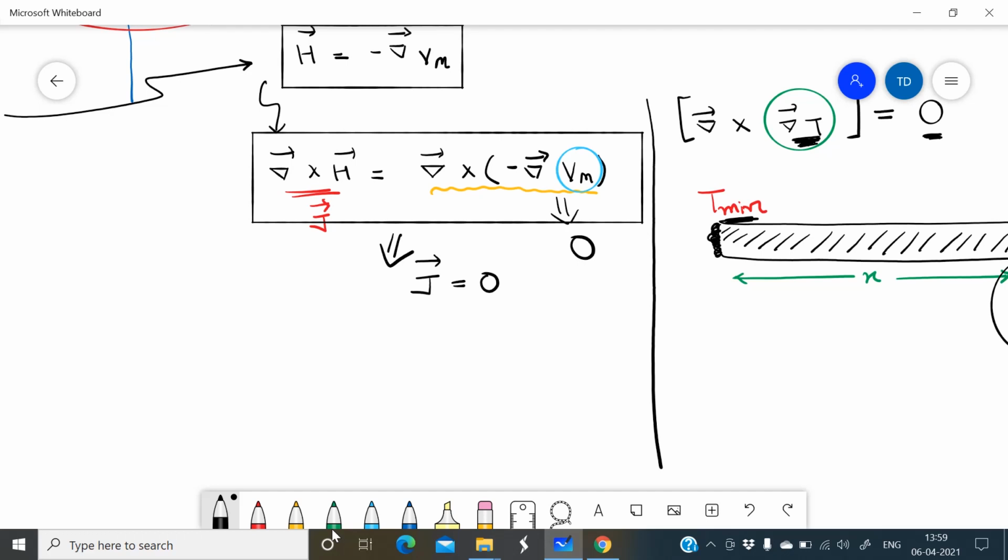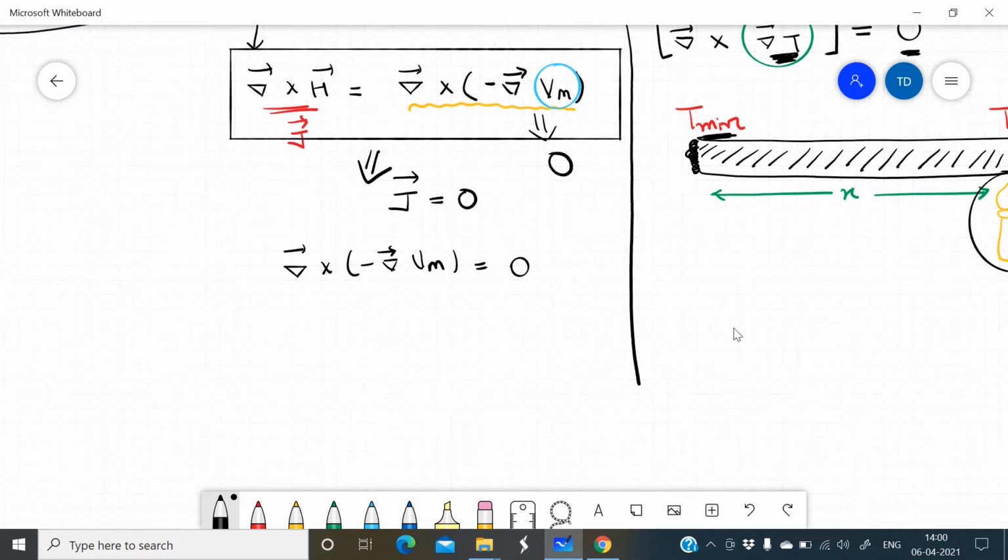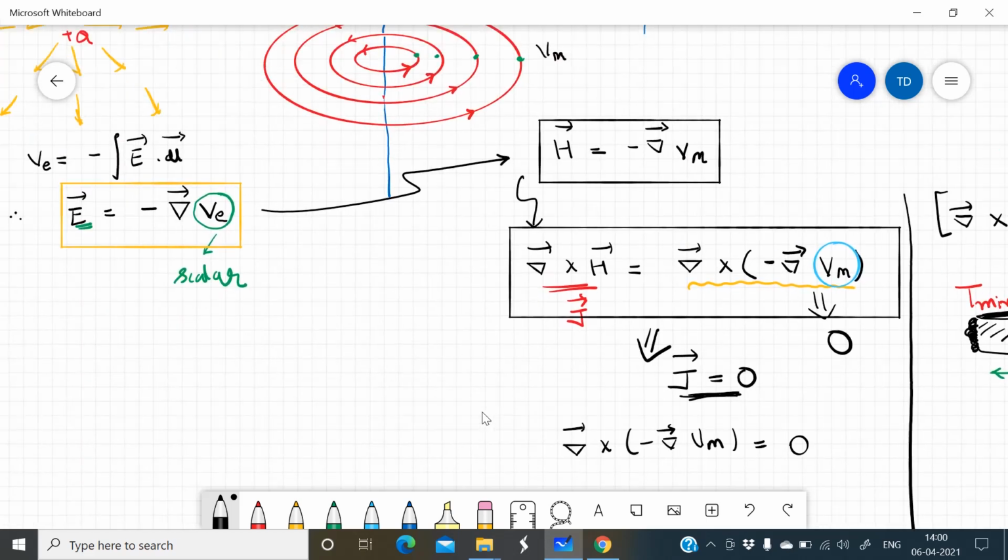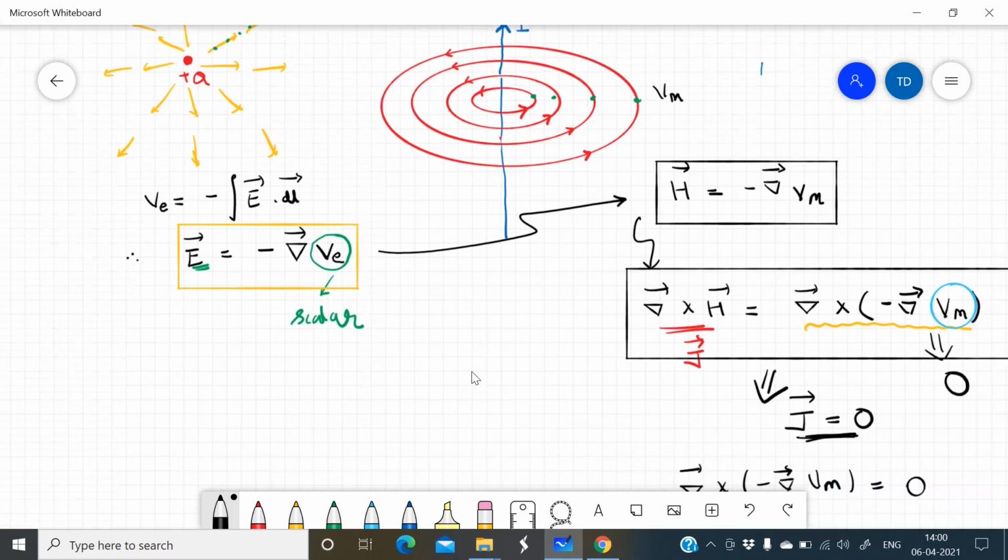So here we can say that del cross minus del Vm is equal to 0. So scalar magnetic potential is only defined in a region where J is equal to 0. That means the conduction current density is 0. So that is all about the scalar magnetic potential.